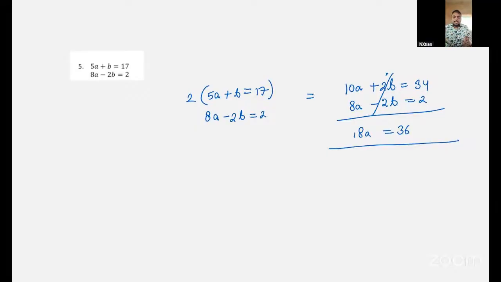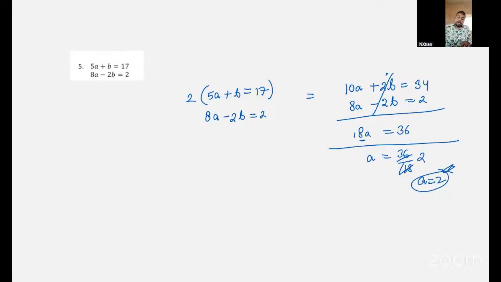So, Miracle, what will be the answer? 18A equals 36. So A is equals to 36 by 18. Now it is multiply, so it will go to that side and become divide. So this will cut and this will become 2. So A is equals to 2.